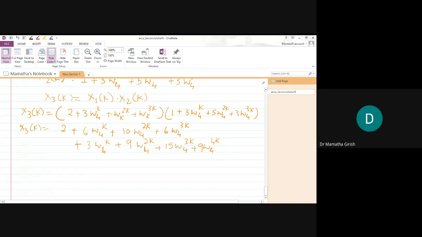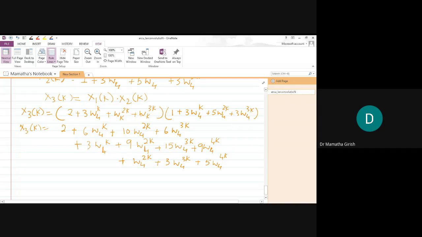Next, the third term. 2 into 1 is 2, so this is 2 times w4 to the power of 2k into 1, so it is w4 to the power of 2k as it is. Then 1 into 3 is 3, w4 to the power of 3k. Next, this term into this term gives 5, w4 to the power of 4k.